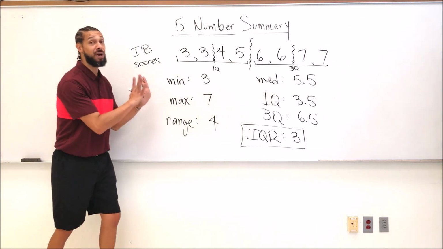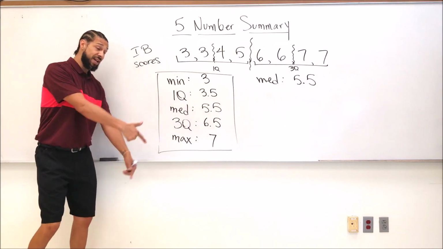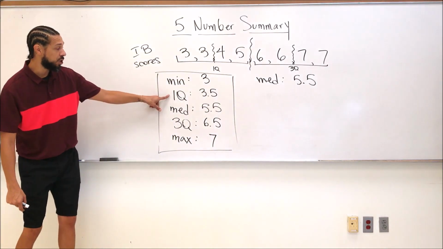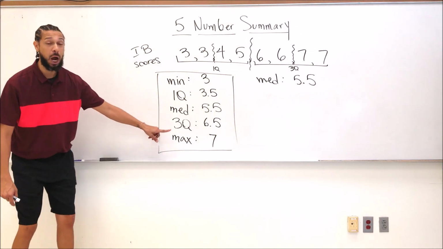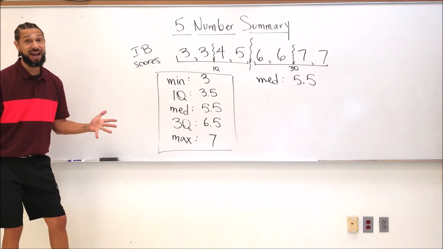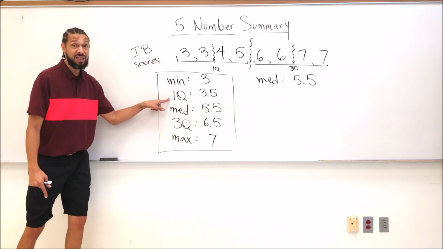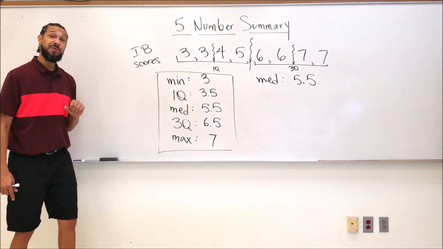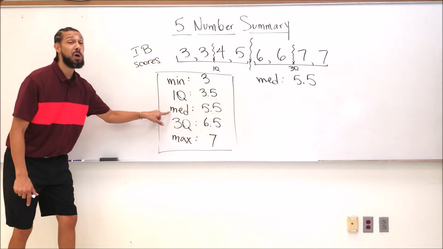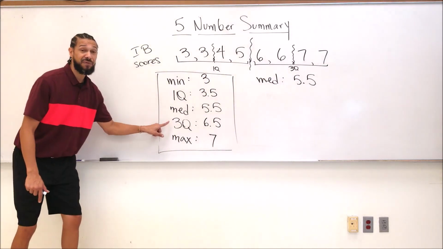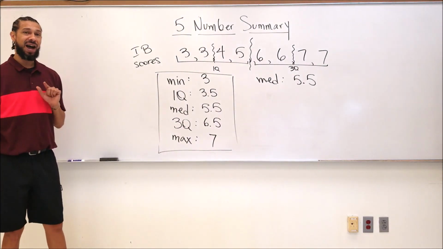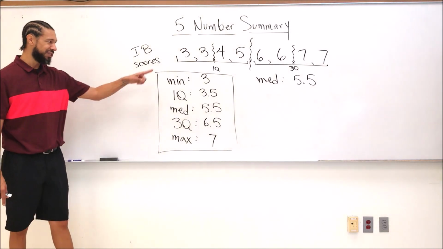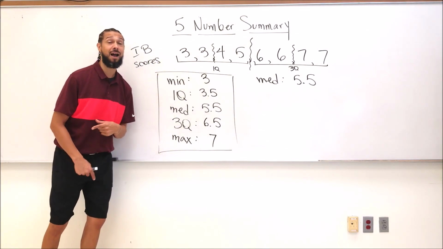As far as the 5-number summary goes, bang, there it is in order: minimum, first quartile, median, third quartile, maximum. As far as percentiles go, this first quartile means that 25% of my data values are below 3.5. 50% of my data values are below 5.5. 75% of my data values are below 6.5, and 100% of my data values are 7 or below. Check those out against the data, see if I'm right or not.